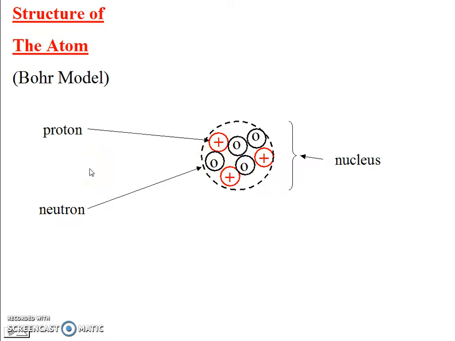What else is inside the atom? Of course, we need the electrons. Where are they? Well, you know they're outside the nucleus. So I'm going to draw this dashed line here, indicating the orbit of the electrons. I'm going to put a couple of electrons there, which we know are negatively charged.